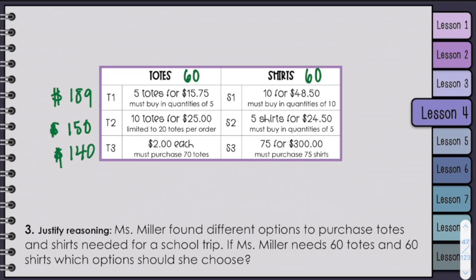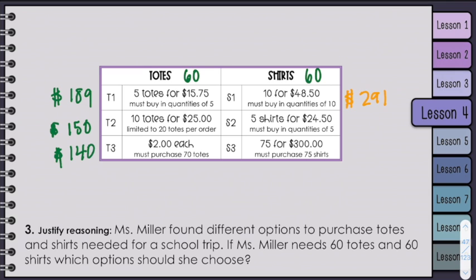All right, so here we have shirts. The number of shirts we need is 60. So if we have 10 for $48.50 and you have to buy in quantities of 10, you want to make sure that you are buying 60 shirts. So you have 6 times your $48.50, which is going to be $291.